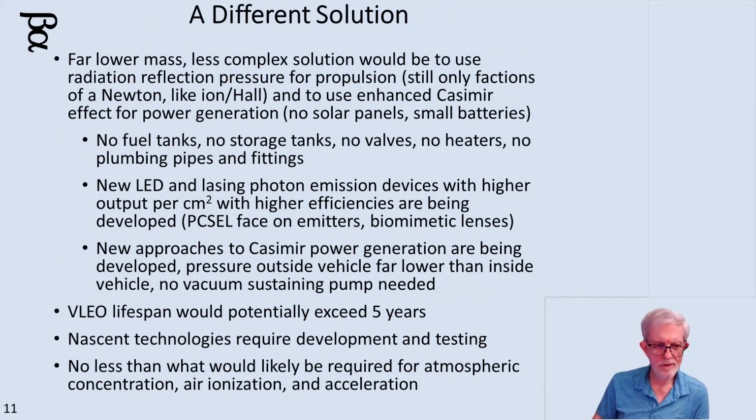So here's a different approach. Why don't we use radiation reflection pressure for the propulsion? Still only fractions of a Newton, just like ion and HALE, but use Casimir battery power cells for your power generation, maybe having smaller batteries and no solar cells. So you have no fuel tanks, no storage tanks, no valves, heaters, plumbing, and fittings. And if you use the latest technology of LED emitters or lasers, then you can get more photons output for the same space at lower power.